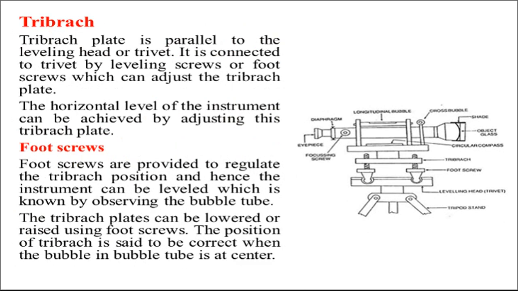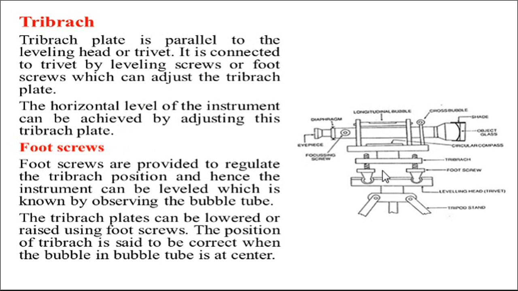Next one, tribrach. Tribrach plate is parallel to the leveling head or trivet. It is connected to trivet by leveling screw or foot screw which can adjust the tribrach plate. The horizontal level of the instrument can be achieved by adjusting this tribrach plate.